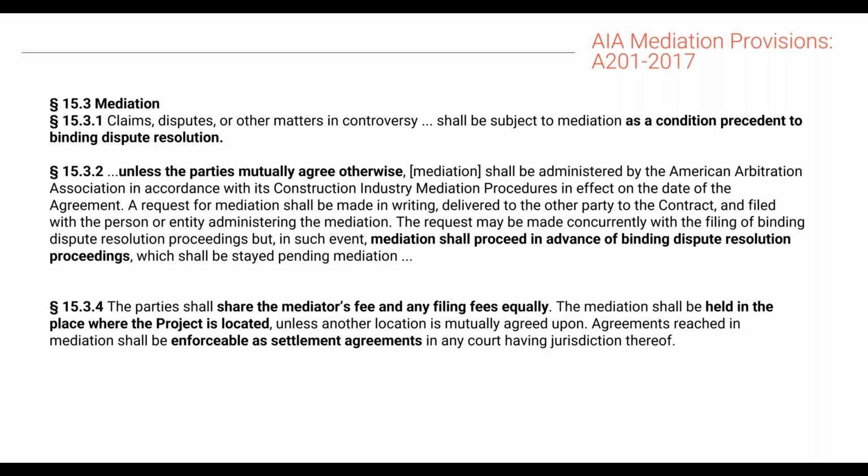The mediation shall be administered by the American Arbitration Association in accordance with the rules and procedures that are in effect on the date of the agreement. So as Mike mentioned, both for arbitration and mediation, the American Arbitration Association has a set of rules that the parties agree to be bound by when they go through this process. And so, again, the AIA documents default to AAA, default to their rules, but the parties are free to agree to other rules or other methods if they so desire.